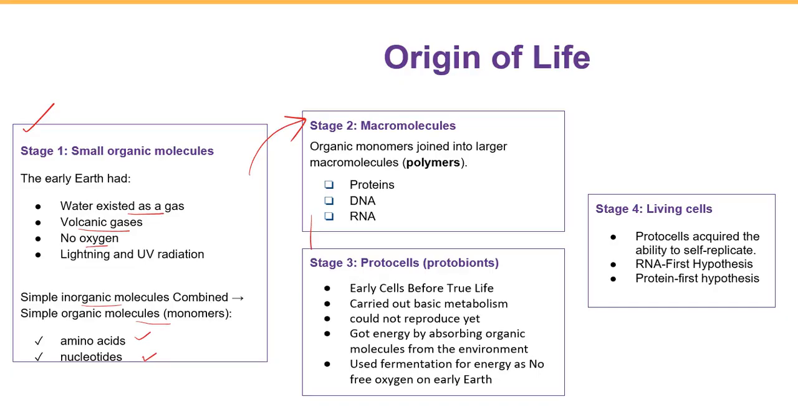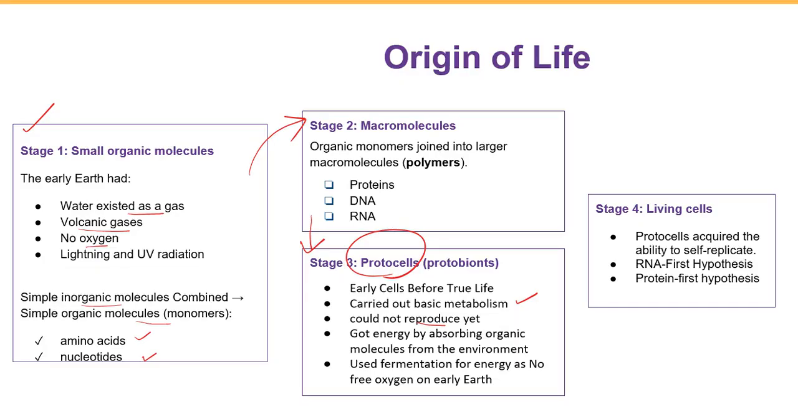And then after a few million years, simple cell-like structures called protocells appeared. These protocells actually were not true cells yet, but they had some important features. They could do simple basic metabolism, but they didn't have DNA, so they couldn't reproduce. They depended on their environment for organic molecules.